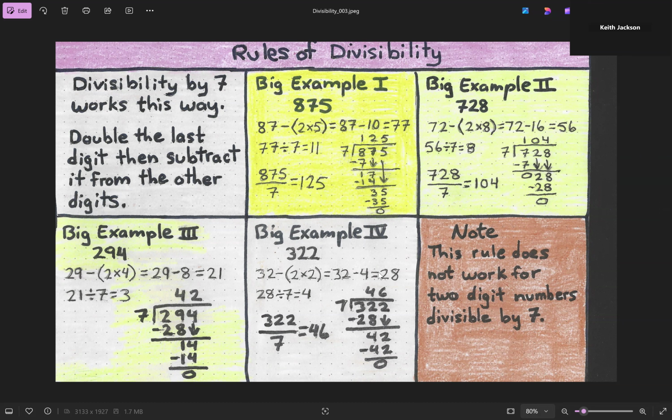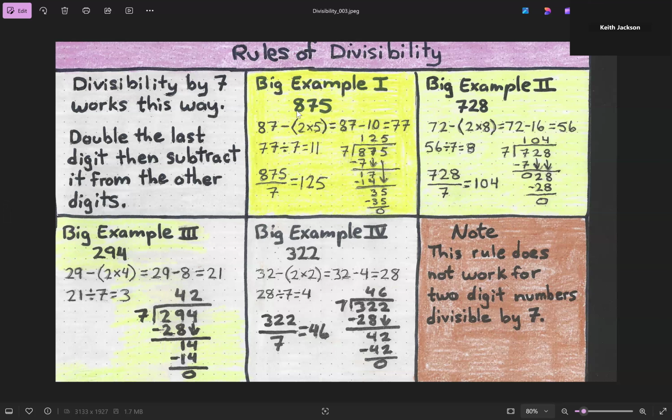they don't look like numbers that can be divisible by 7, but they are. What we're going to do is apply this rule right here, and I'll restate it. Double the last digit, then subtract it from the other digits. Now let's take a look at big example 1 to apply that rule.